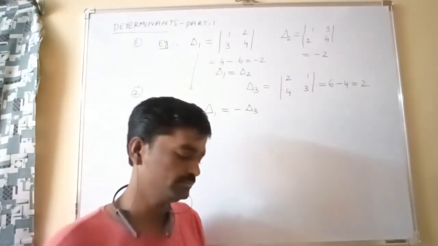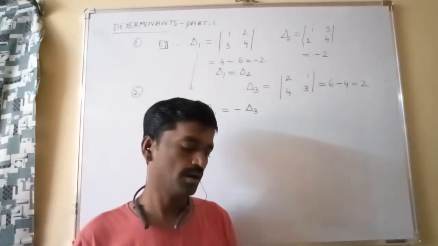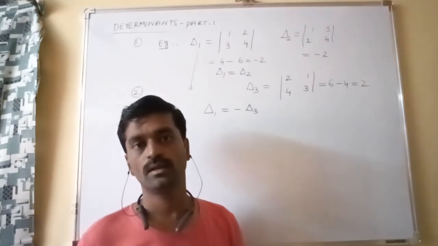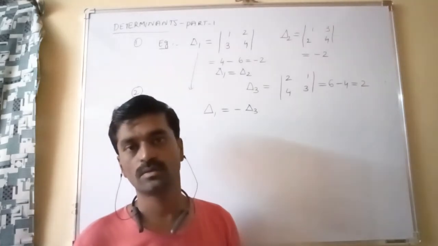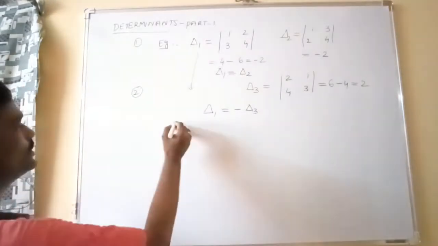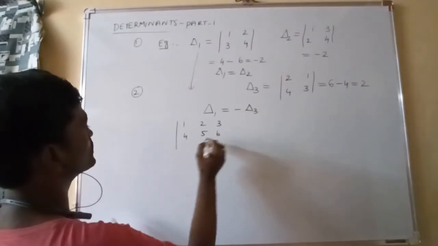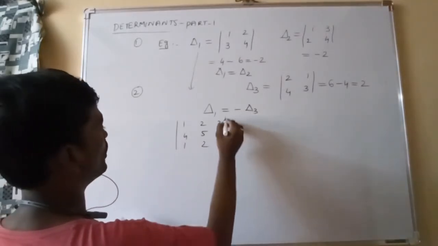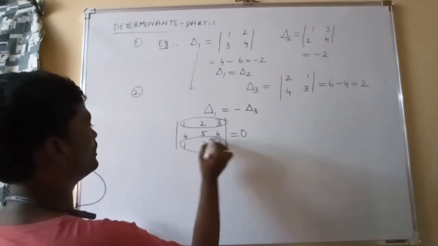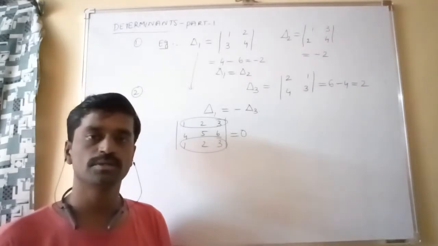Next, the third one. If any two rows or any two columns of a determinant are identical, then the value of the determinant is 0. For example, the determinant of 1, 2, 3, 4, 5, 6, 1, 2, 3. What is the value of this determinant? 0, because the first row and third row are identical. Hence the value of the determinant is 0.